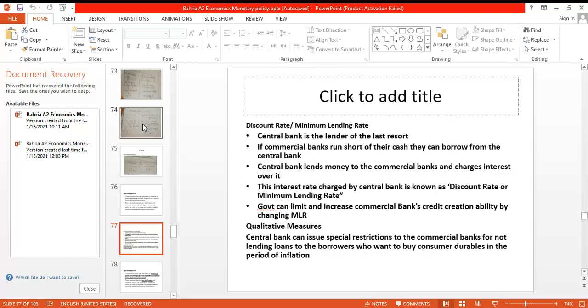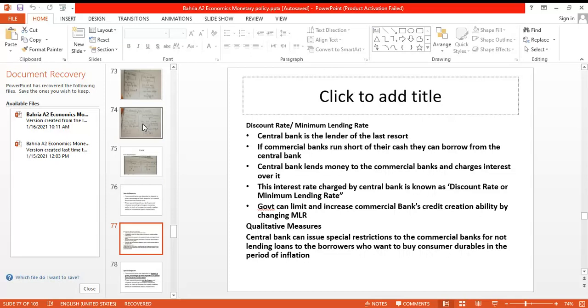All right. Fourthly, what the government can do, or what the central bank can do, is change the minimum lending rate. Now, this is something that needs to be understood a little bit. What is the lending rate? MLR, also called the discount rate.